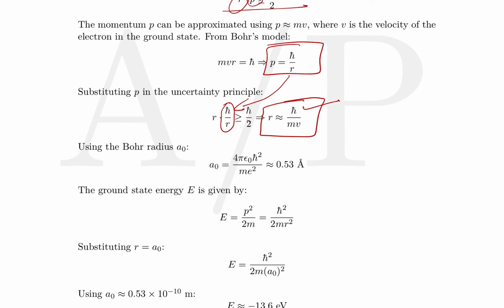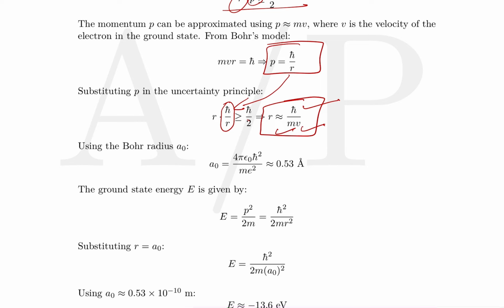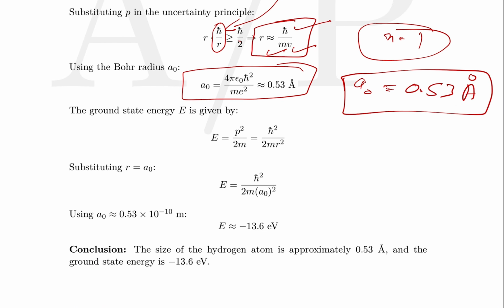Now ħ is a constant, mass we know, and v we already know. So we'll put the values of these constants in this equation. Then for the Bohr's radius, that is the smallest, n equals 1 shell of the electron of the atom, we will get a naught equal to the respective value, that is 0.53 Angstrom. So this is the size of the hydrogen atom. The electron in the hydrogen atom is at the shell n equals 1. So the size of the hydrogen atom comes out to be 0.53 Angstrom. Sorry.